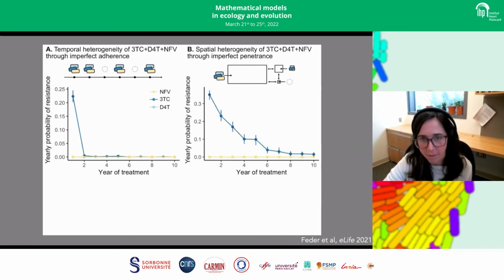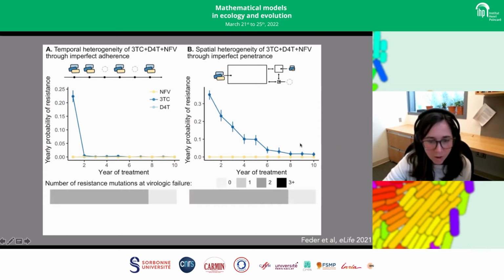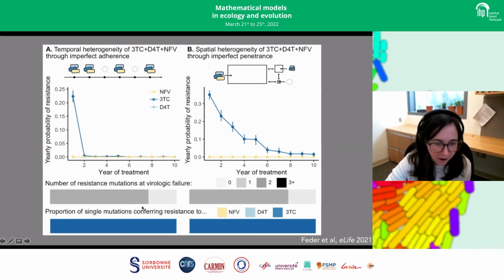On the other hand, if we look at our model of spatial heterogeneity, because there's this ongoing chance for individuals to be entering this compartment where there's an opportunity for the selection of these intermediate resistant phenotypes, what we see is that there's actually substantially more ongoing resistance evolution even years after therapy. We can also check some of the other patterns, namely, we see that in most instances, individuals have 1 or 0 resistance mutations at virologic failure, and we see a lot of individuals that are resistant to 3TC versus the other 2 drugs, which again is apparent from these plots.